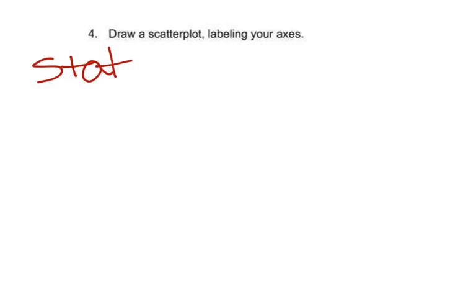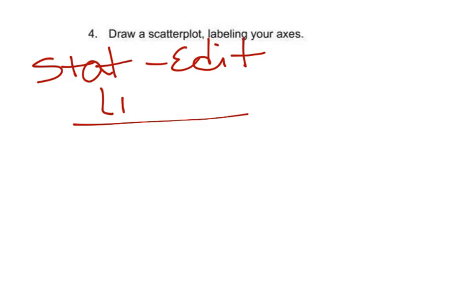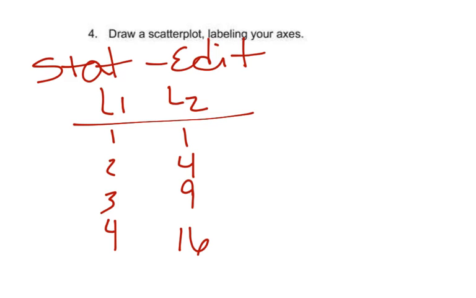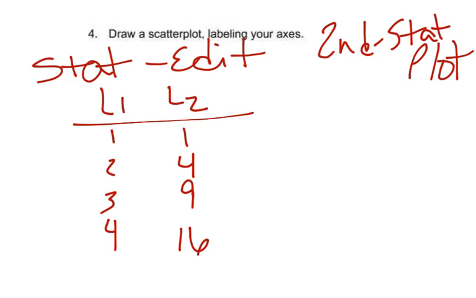You go to Stat, Edit, and at L1, you're going to put your X values, 1, 2, 3, 4. At L2, you're going to put your Y values, 1, 4, 9, 16. Then you're going to go second, stat plot. That stat plot is up there. It's the Y equal button, actually. And you're going to press enter.